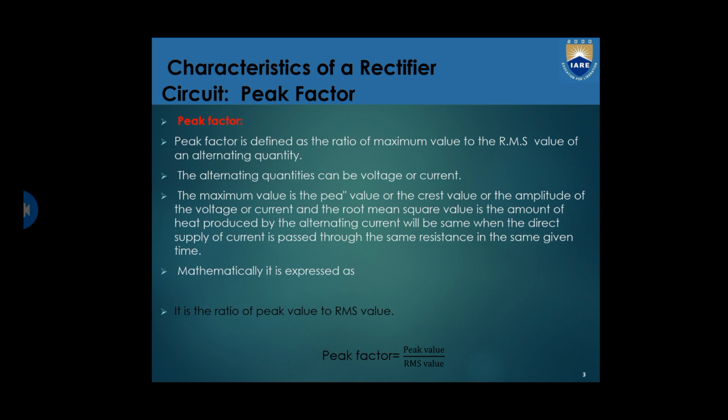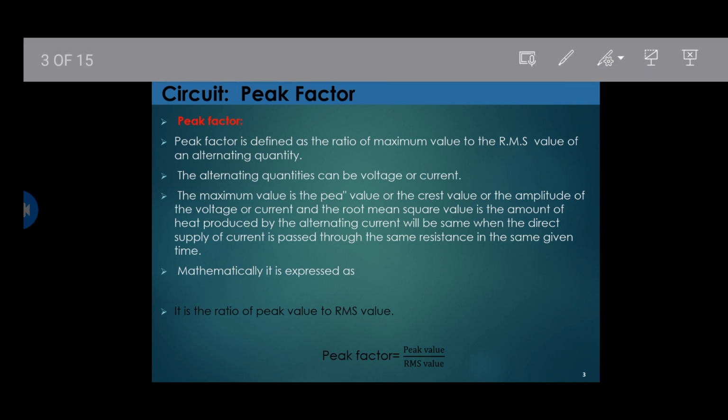I'll explain once again. The maximum value is the peak value, or crest value, of the amplitude of the voltage or current, and the root mean square value is the value at which the heat produced by the alternating current will be the same when a direct current is passed through the same resistance in the same given time. Mathematically, it is the ratio of peak value to RMS value. Peak factor is equal to peak value divided by the RMS value.